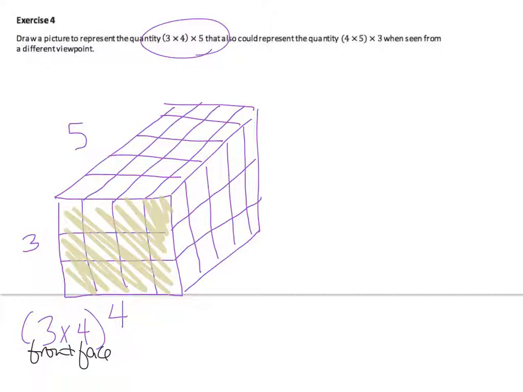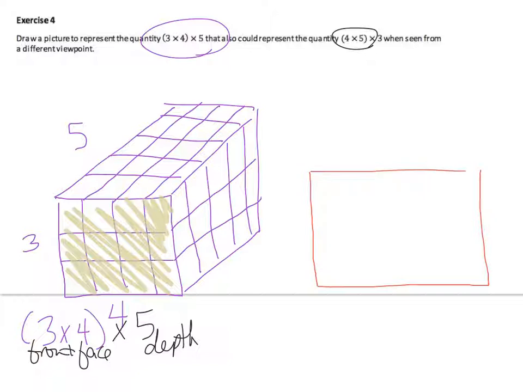And then times 5 is my depth. Okay, let's try it again. What if I did 4 times 5 times 3? So I need 4, let's see, 4 times 5. So it's going to be 4.